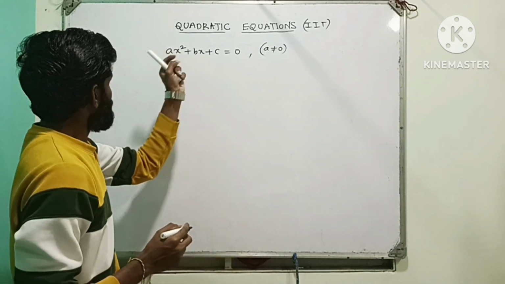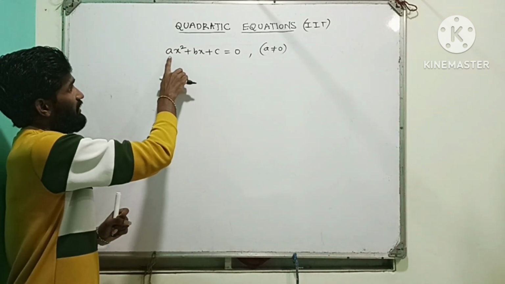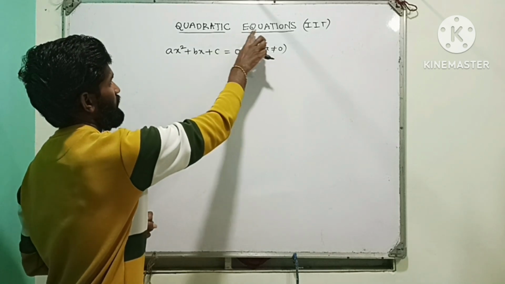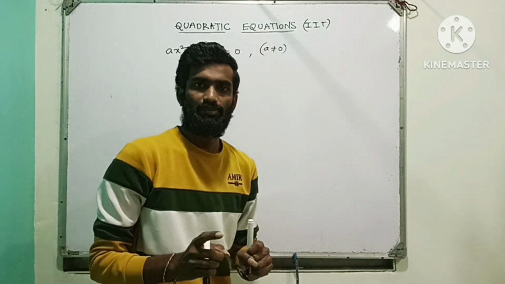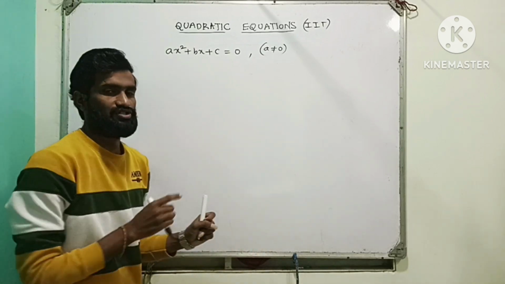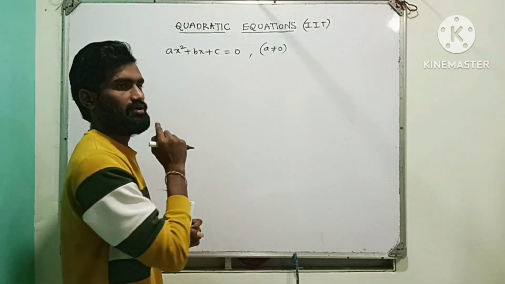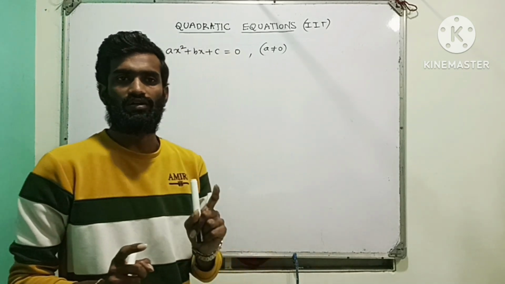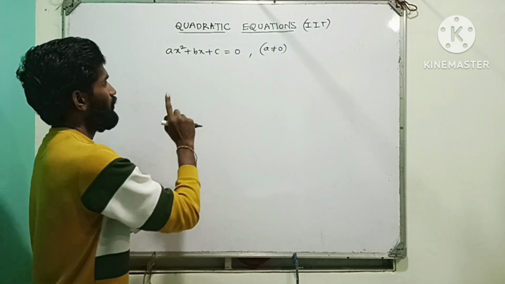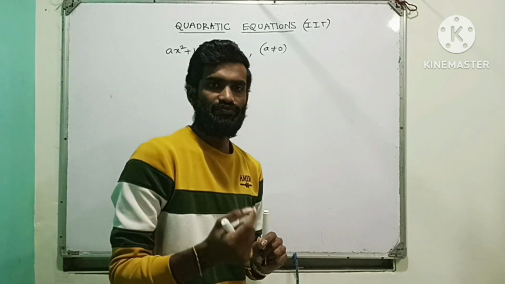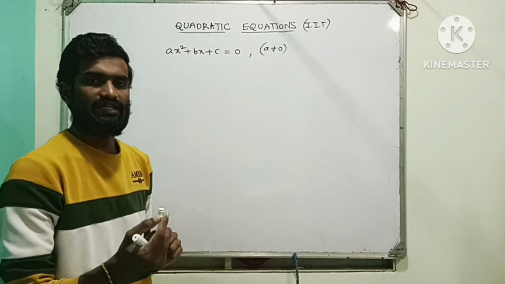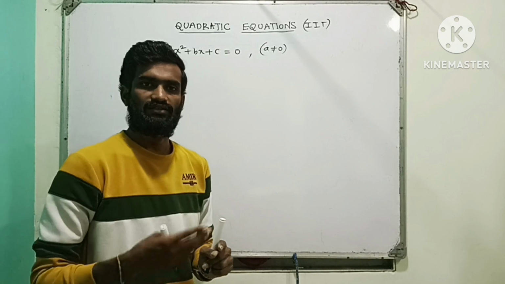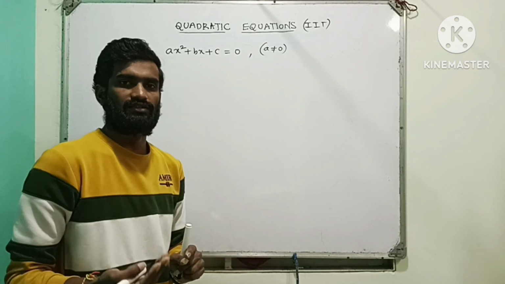Right? ax square plus bx plus c equals 0, where a is not equal to 0, is called a quadratic equation. That means for this quadratic equation the roots are exactly 2. It is not more than 2 and not less than 2. What is the reason behind that? First of all, we'll take one example. After that we'll see why it can't be 3, 4, 5 like that.